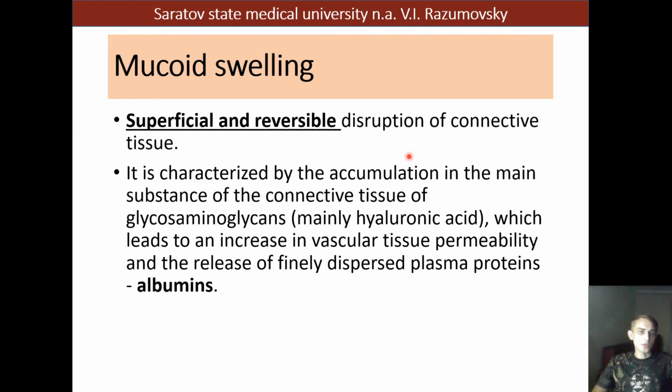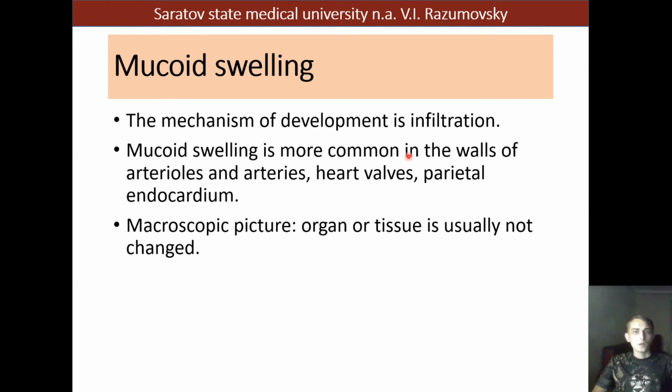Mucoid swelling is characterized by the accumulation in the substance of the connective tissue of glycosaminoglycans, which leads to an increase in vascular tissue permeability and release of finely dispersed plasma proteins, albumins. The mechanism of development of mucoid swelling is infiltration. Mucoid swelling is more common in walls of arteries and arterioles, heart valves, and parietal endocardium.